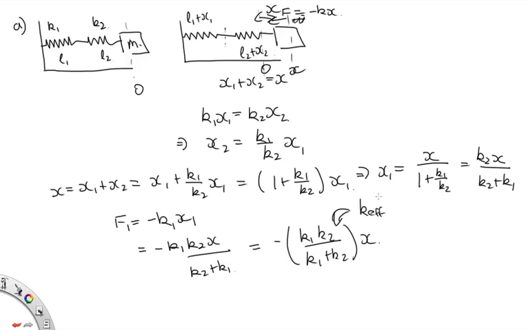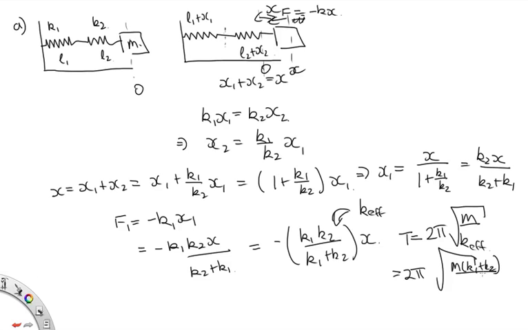And we've derived the equation that the period is equal to 2 pi root m on k. In this case, it's the effective k. And so this is equal to 2 pi root m times, now k effective is K1 plus K2 over K1K2 inverted, that is, m(K1 plus K2) over K1K2. And so that there is the period for this system.